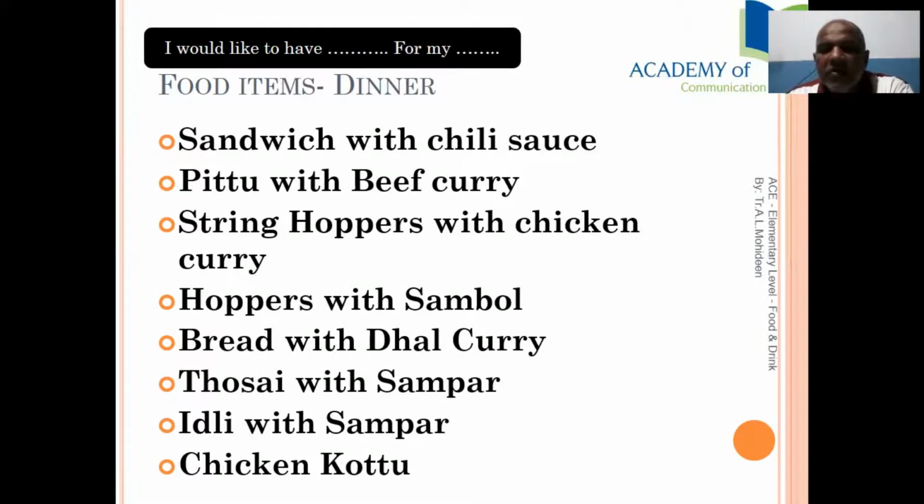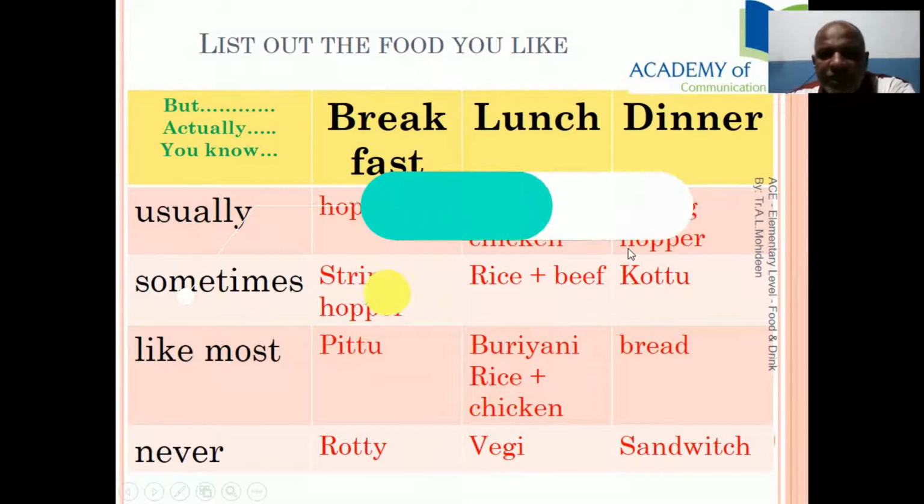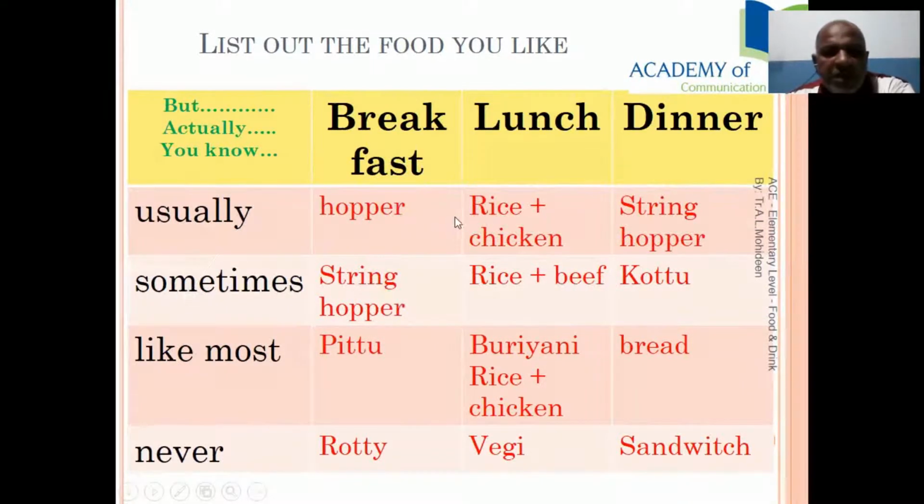So can you note it down and kindly describe or tell about your breakfast, lunch, and dinner. For example, I have a chart here, the list of the food items. You can choose breakfast, lunch, and dinner. The example I have given here: for breakfast, usually hopper; rice and chicken for lunch; string hopper for dinner. Usually, sometimes, I like most to, I never eat.